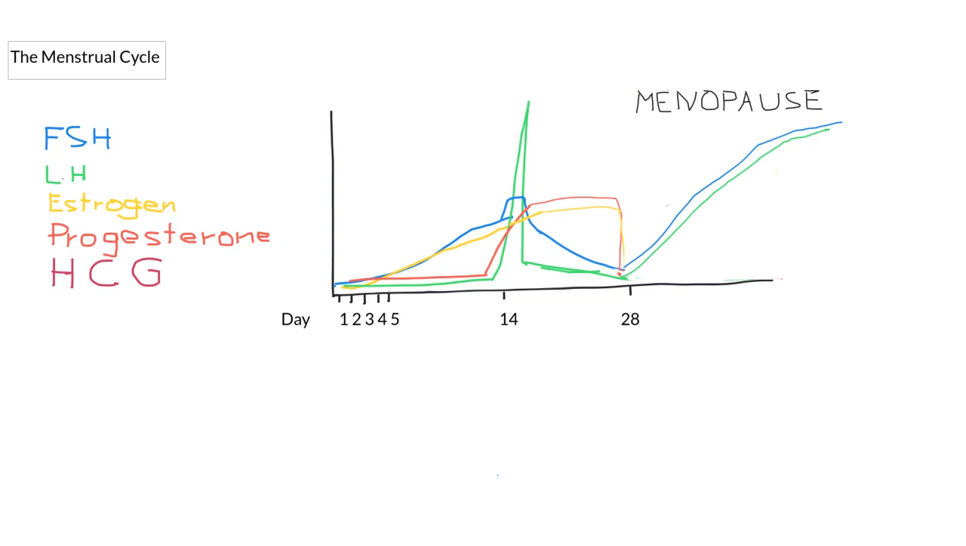When a woman is given hormone replacement therapy, which includes an external estrogen and progesterone, as illustrated in the thick red and yellow lines, the FSH and LH start to decline and the hot flashes decrease.